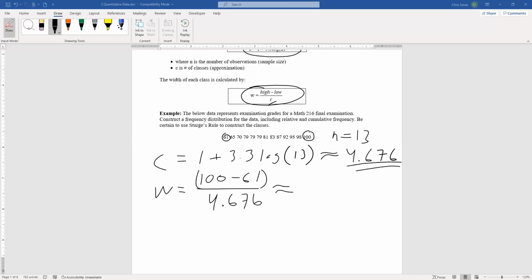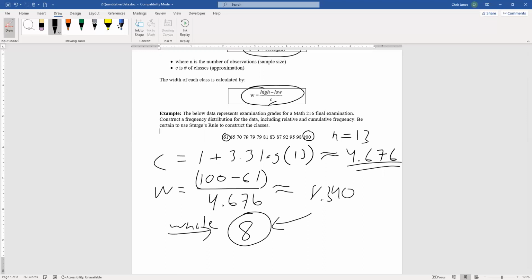And so W for us is going to be about 8.340. All right. What we'd like to do is round this off to the nearest whole number. Okay, so the nearest whole number is going to be 8.